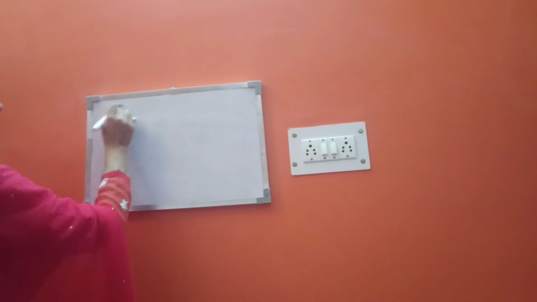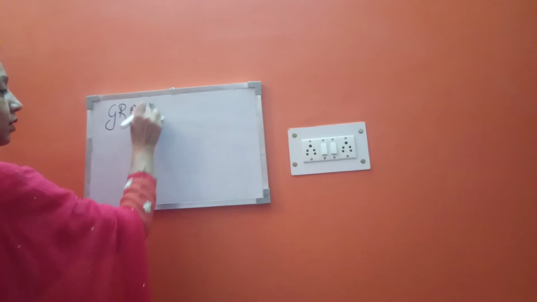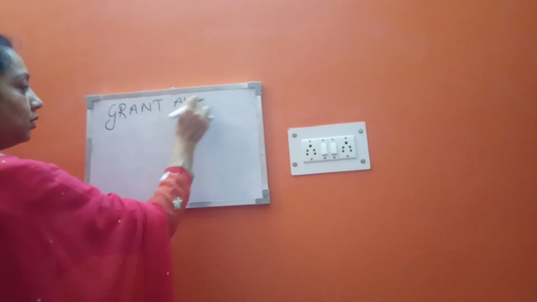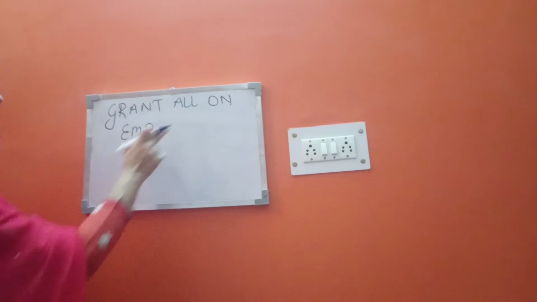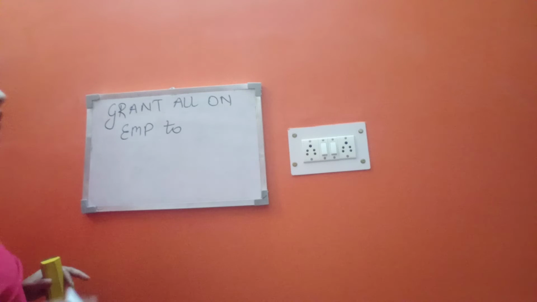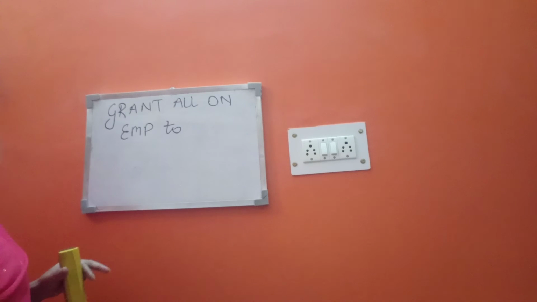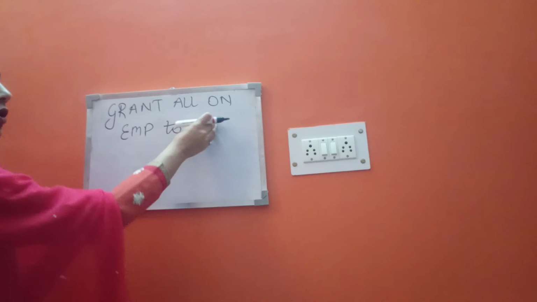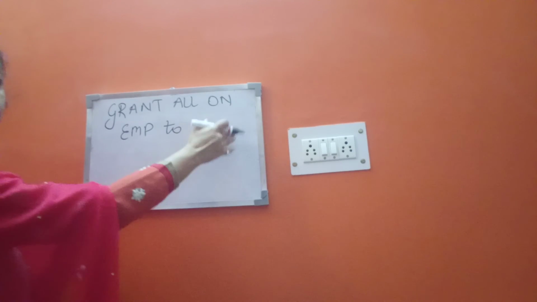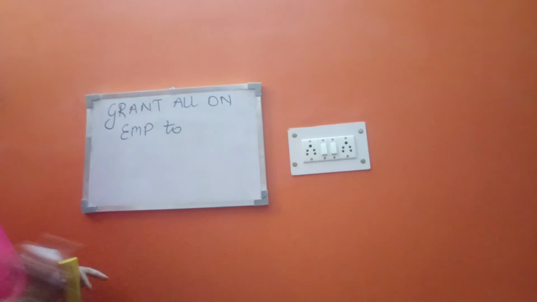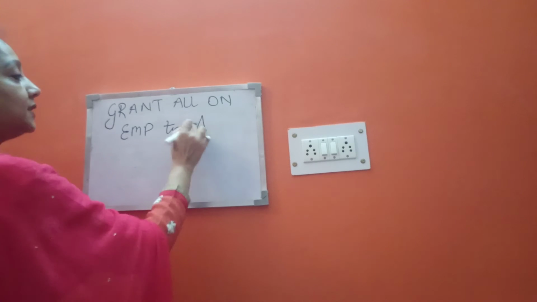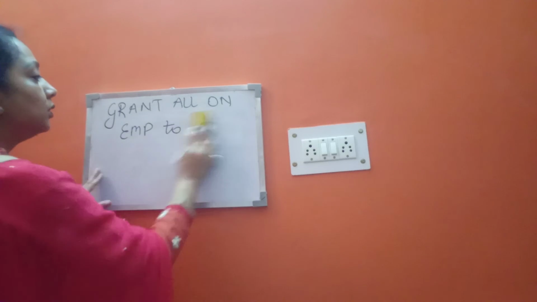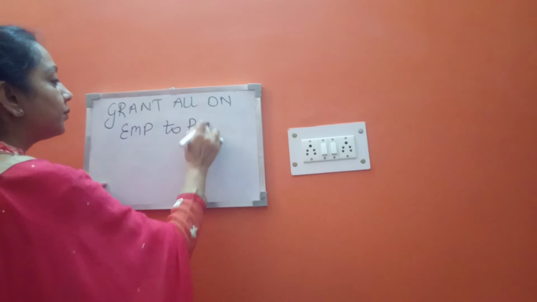So how will I write that? Grant all on EMP. Now to which user? Now as I told you, I said assign all permissions to all users. So here I am not talking of one user or two users or three users. I am talking of all the users who will be accessing the database. So I say to public.